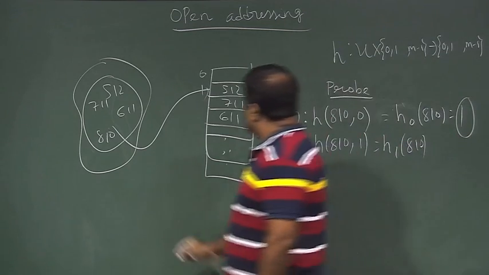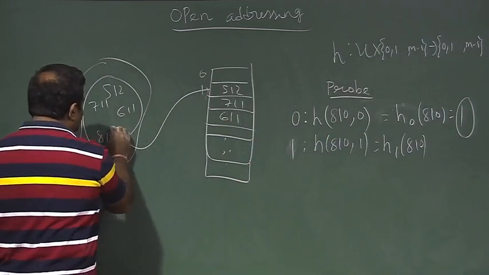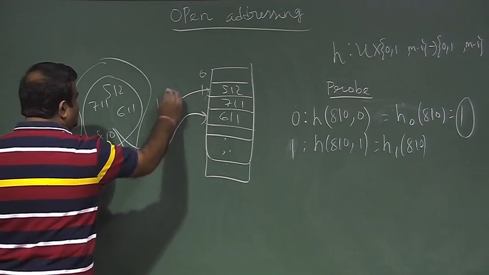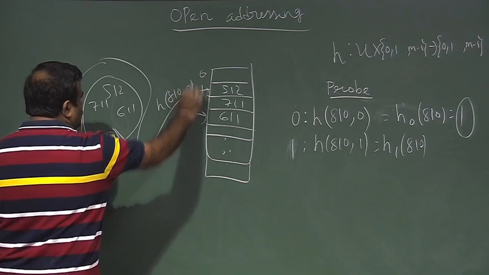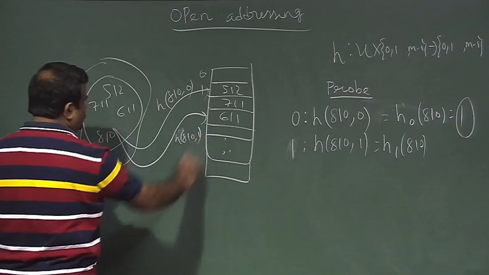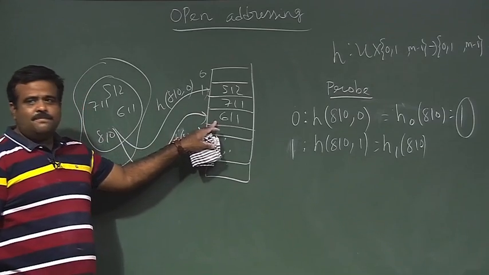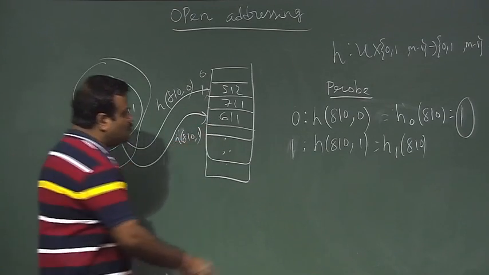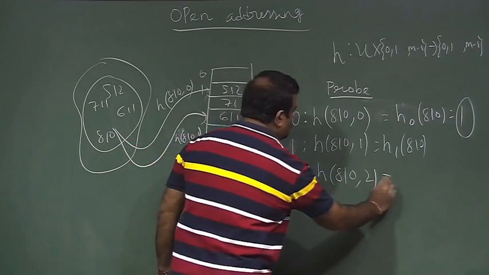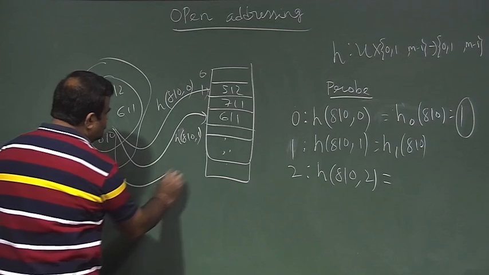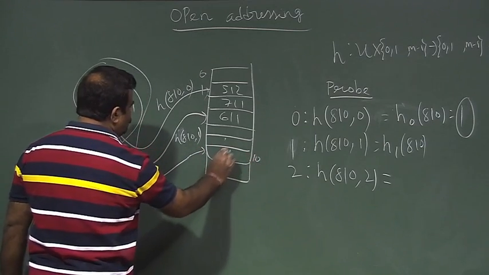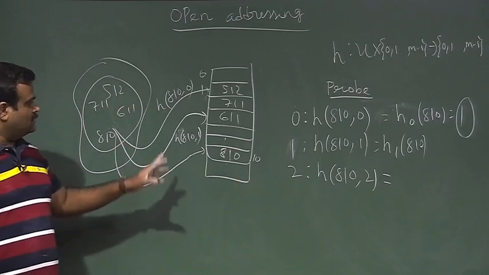Because if we use the same hash function, it will hit here again. So we use h of 810, 1. Suppose again it is hitting some occupied slot, then we have to go for the next probe. And suppose it is hitting some slot which is available, this is the 10 slot. Then we put 810 over here. Okay, so this is the idea.